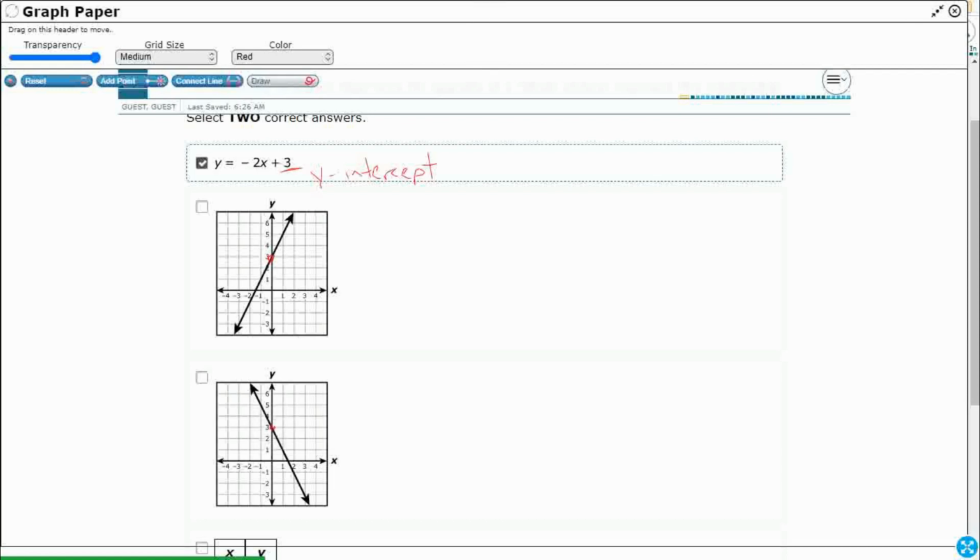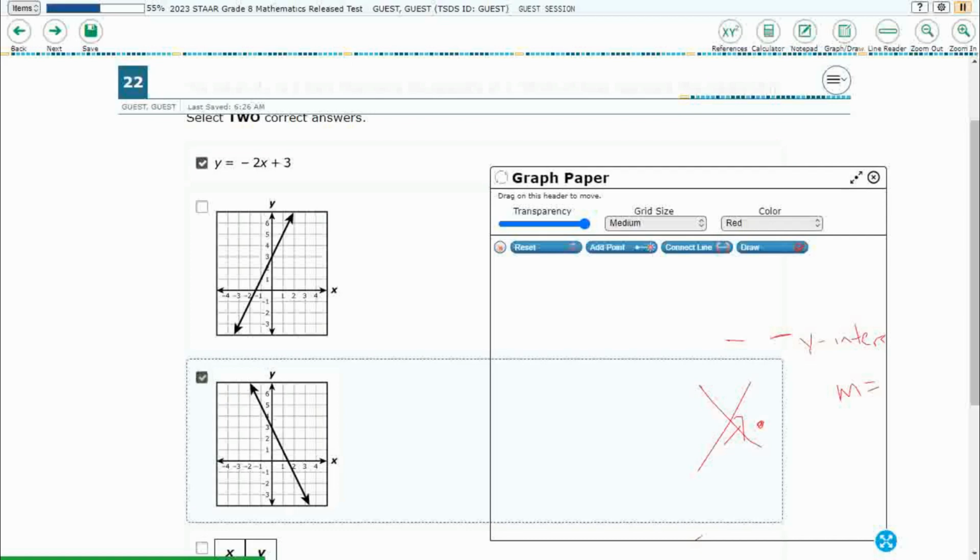Okay. What do we know about this? Negative 2. My m is negative 2. I need a negative slope. Well, that's a positive slope, so it's not going to be that right there. And then this does look like a negative slope. Let me see if I go down 2 over 1. Down 2 over 1. Yeah, that looks like it works. It goes down 2 over 1, so that does look like this works. So I'm thinking it's going to be that first and that third option.